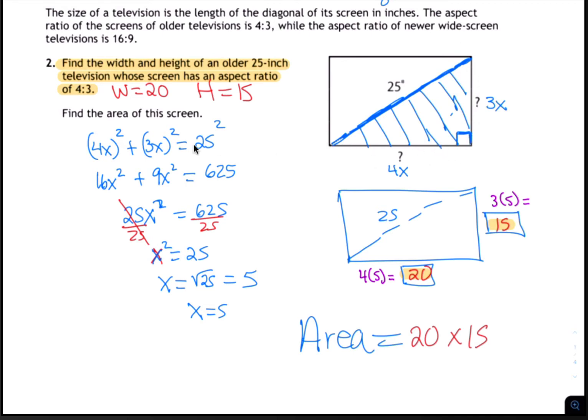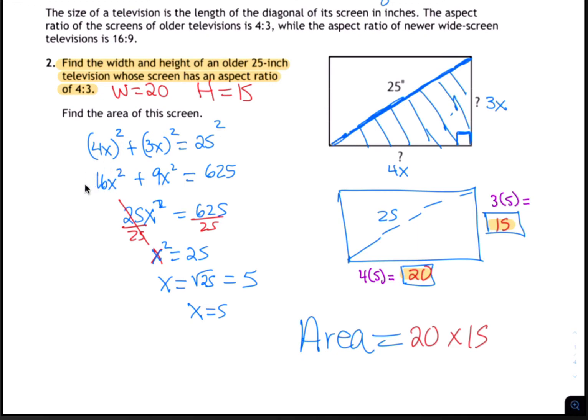Since we know that the aspect ratio is 4 to 3, we can write that the width is 4 times some number x, and the height is 3 times some number x. We know that this fits the Pythagorean theorem because we have this right triangle. So the Pythagorean theorem says that this length squared plus this length squared is equal to the hypotenuse squared. So we have the equation (4x)² + (3x)² = 25².